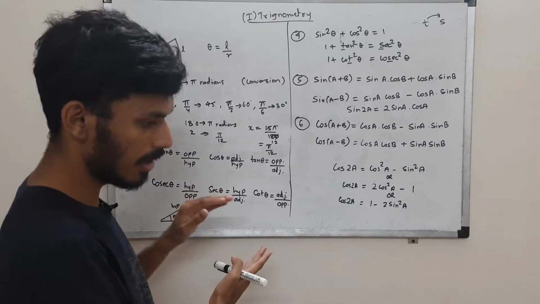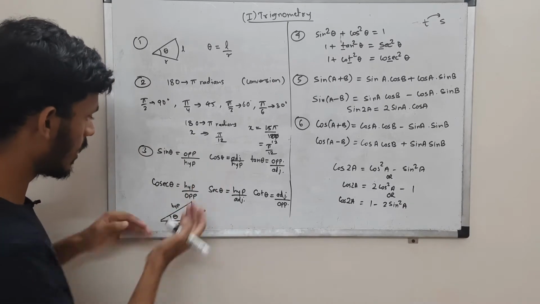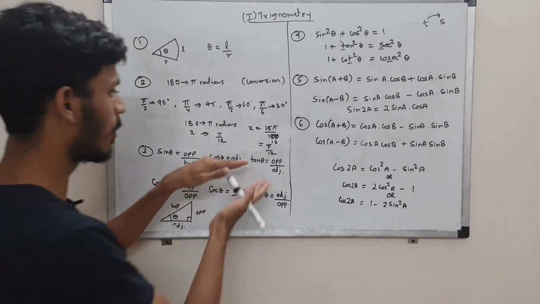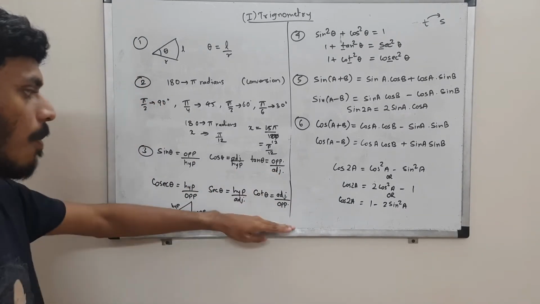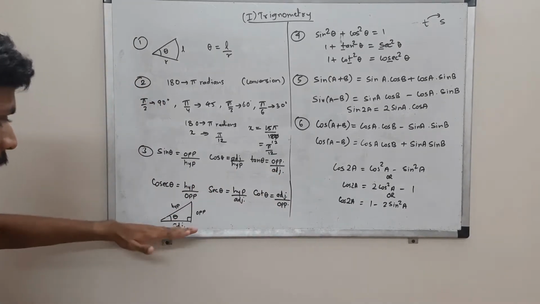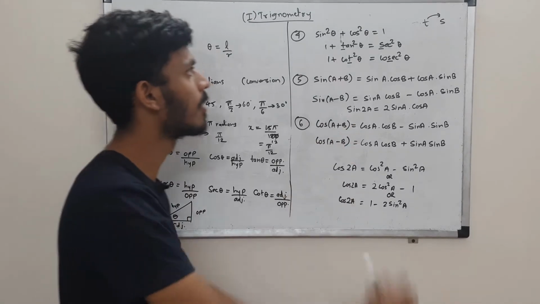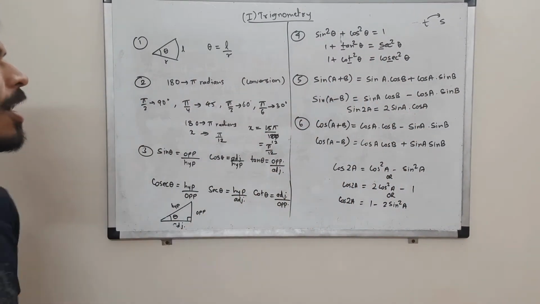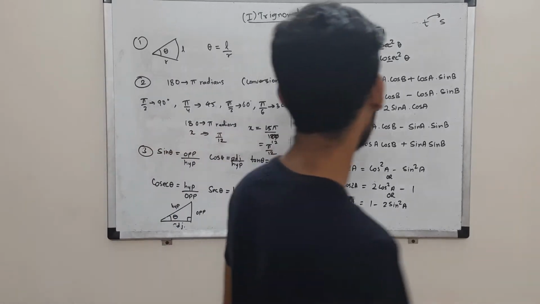Sec theta is the reciprocal of cos theta, so it will be hypotenuse upon adjacent. Cot theta is the reciprocal of tan theta, which is adjacent upon opposite. Okay, let's come to the fourth one. Here are 3 simple identities which you would have learned in your lower classes.